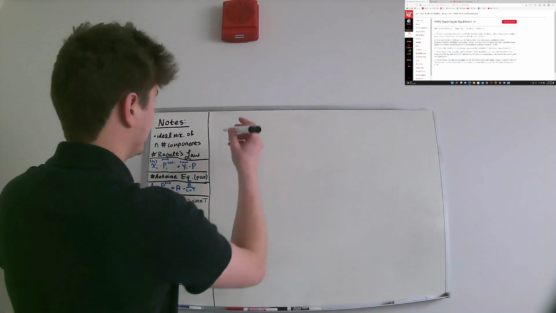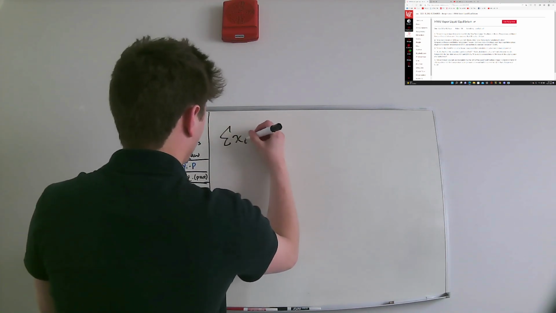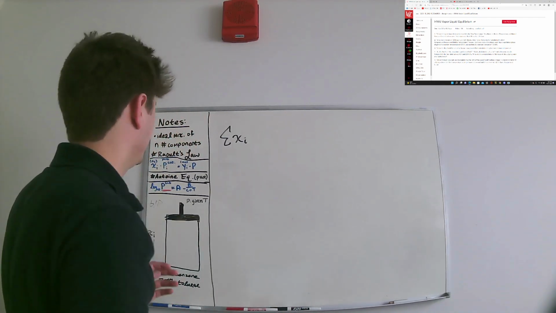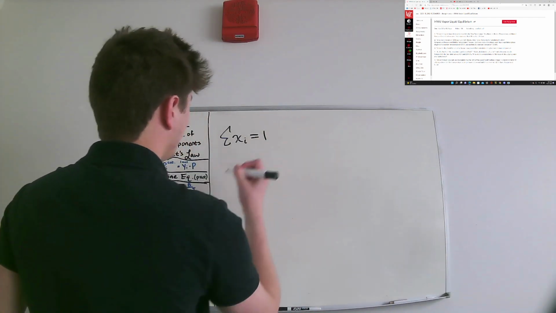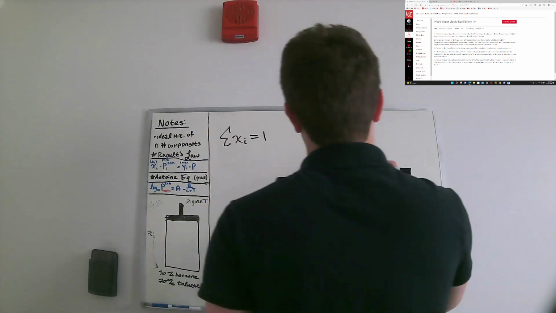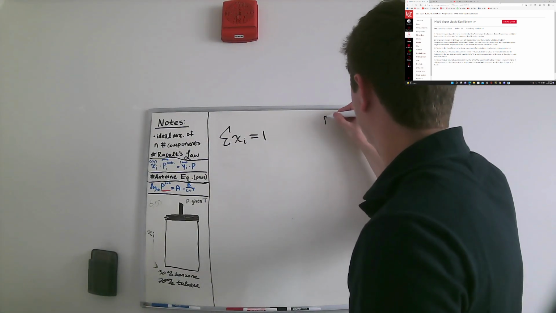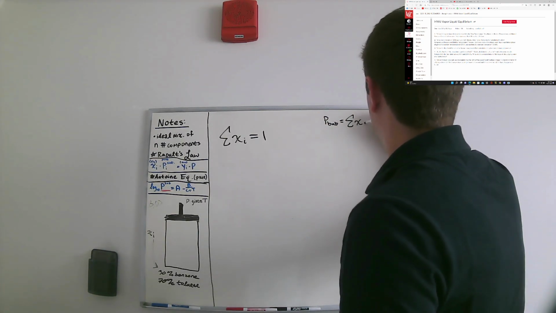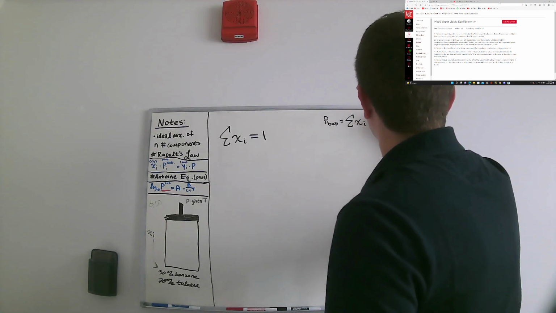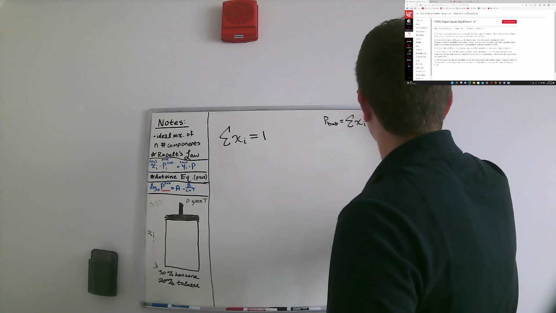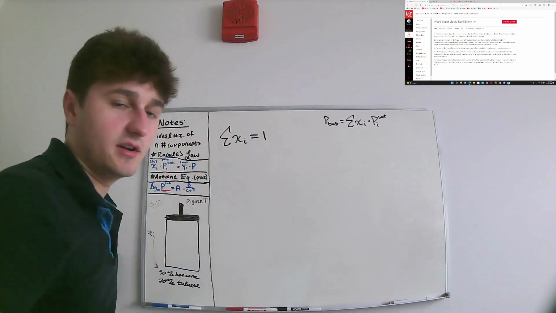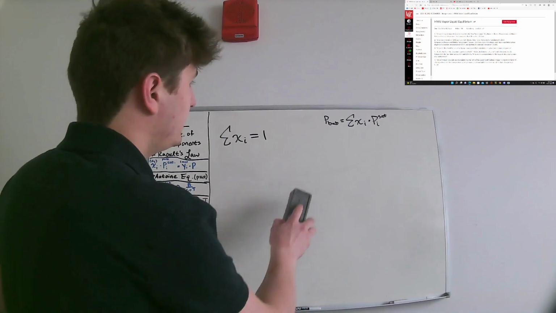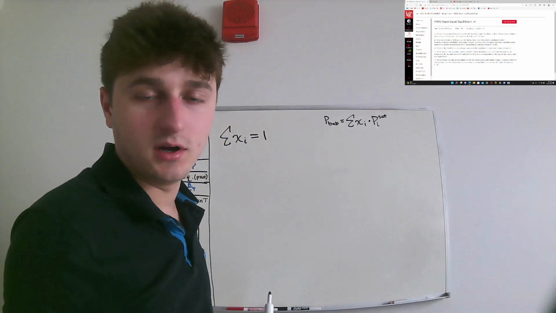We know, as I said earlier, that the sum of the mole fractions for the liquid phase is going to equal 1. So we can use our equation from before, which I believe was P_bub equals the summation of our liquid mole fraction times our pure saturation vapor pressure.